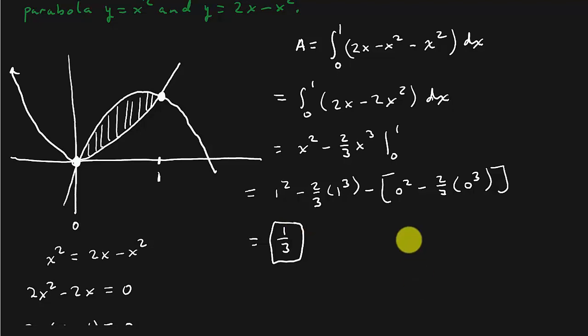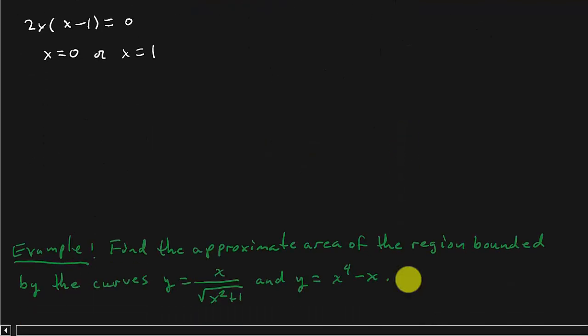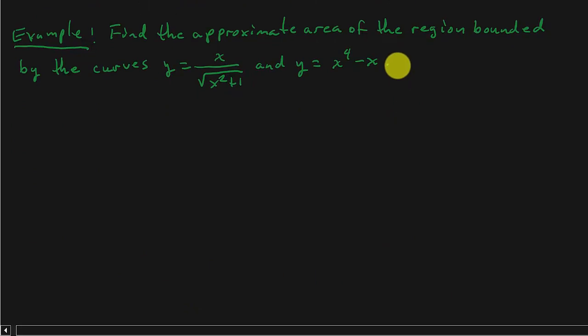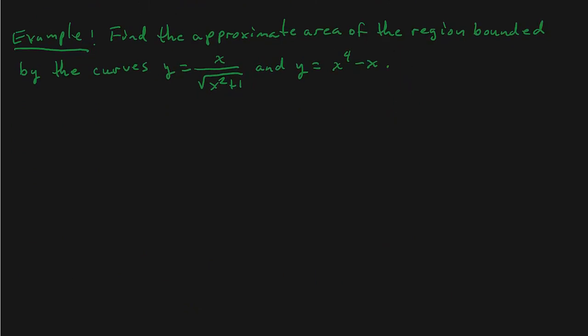All right, so let's look at our next problem. Find the approximate area of the region bounded by the curves y equals x over the square root of x squared plus 1 and y equals x to the 4th minus x.